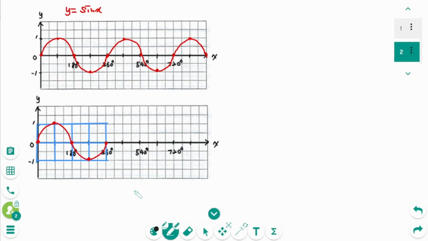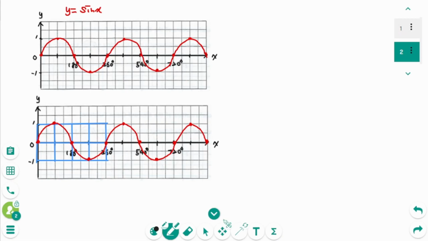Now go through the graph and label the remaining necessary points. Since the pattern is the same, it will be easy to make the points. 1, 0, minus 1, 0, 1, 0. Then connect the remaining points to complete the graph. Concave down, concave up, concave down. How is it? Easy, right?